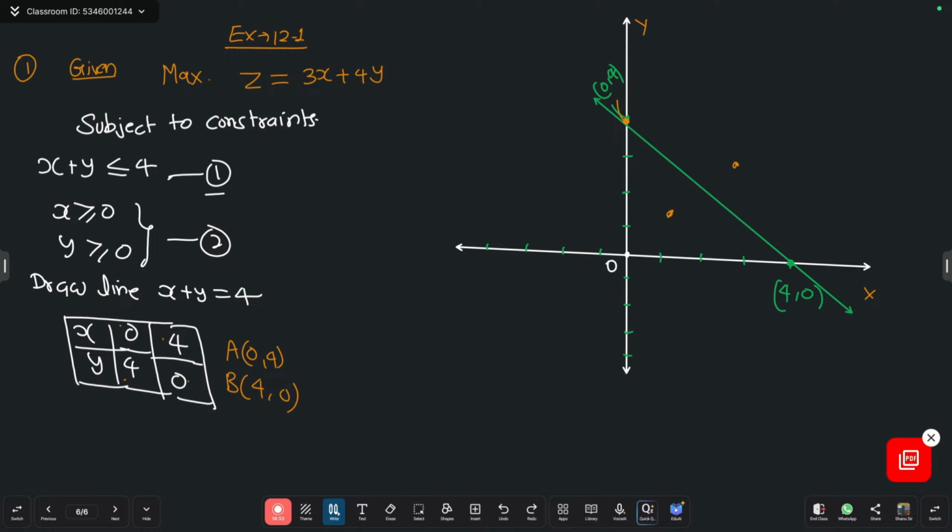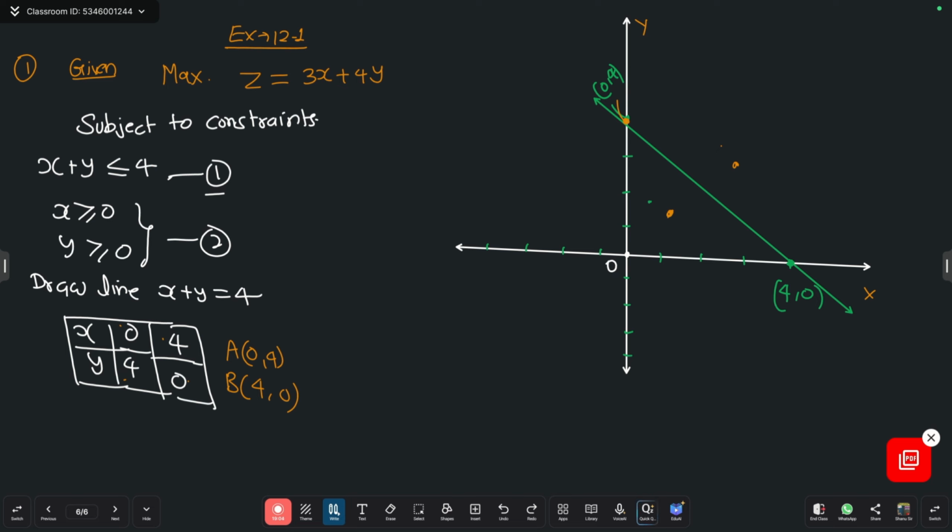Now how do we check my feasible region? Feasible means possible. Do you know the meaning of feasible? Possible. So is your feasible region towards the origin or away from the origin? How to check? Very easy. You can select any point from either region and put it in the inequality. This is the origin now.